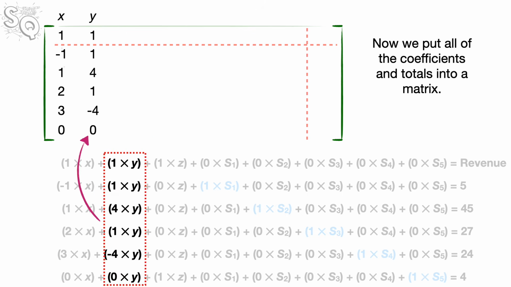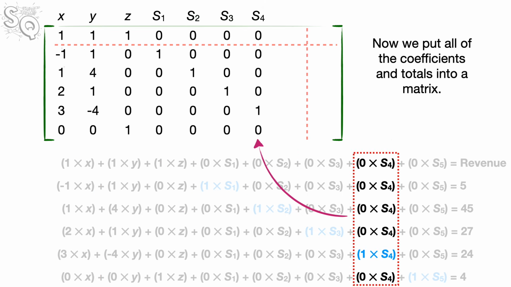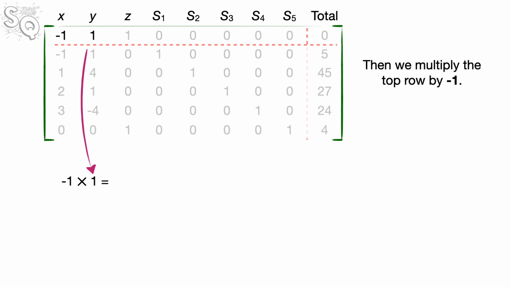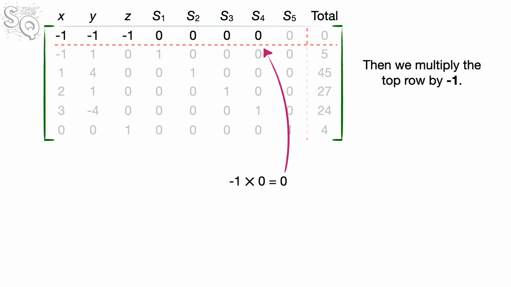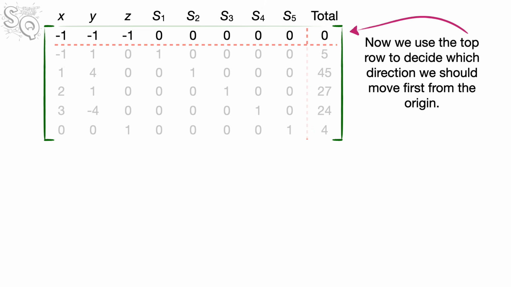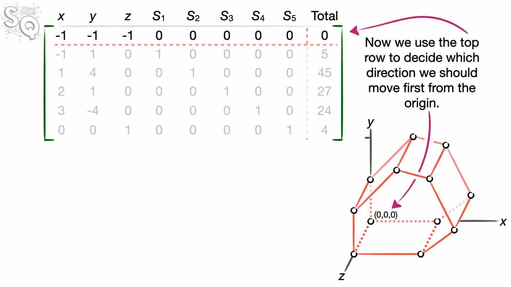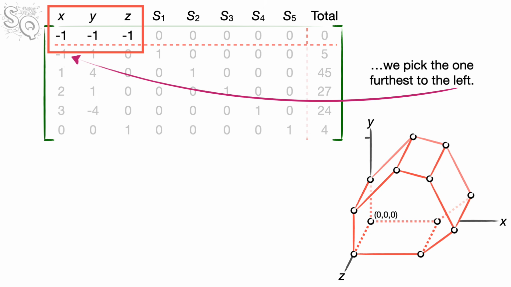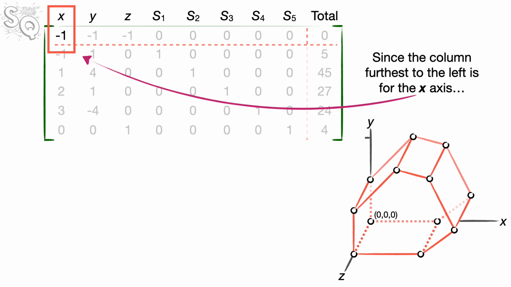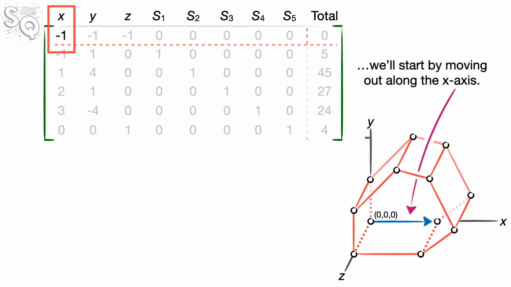Now we put all of the coefficients and totals into a matrix. Then we multiply the top row by -1. Now we use the top row to decide which direction we should move first from the origin. And since we have a 3-way tie for the largest negative number in the first row, -1, we pick the one furthest to the left. Since the column furthest to the left is for the x-axis, we start by moving out along the x-axis.